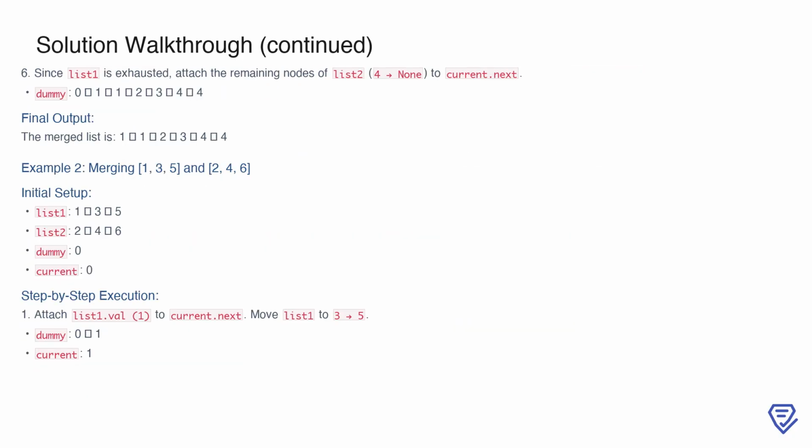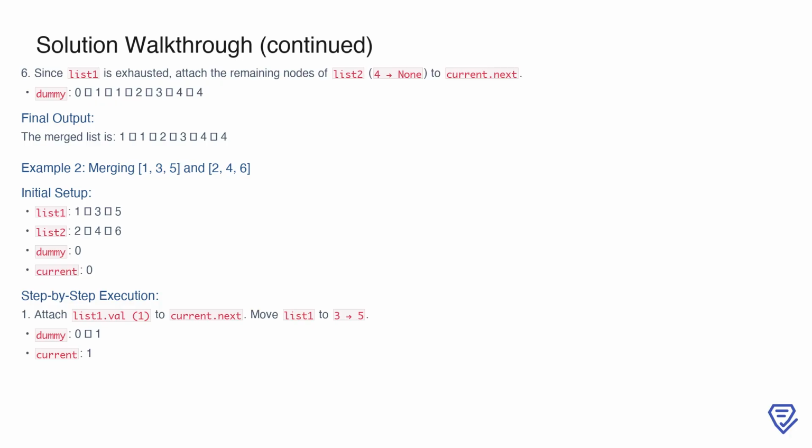At this stage, list 1 is exhausted, meaning it has no more nodes. We attach the remaining nodes from list 2, which is just the node with the value 4, to current.next. This completes the merged list, resulting in 0, 1, 1, 2, 3, 4, 4. After removing the dummy node, the final output is 1, 1, 2, 3, 4, 4.